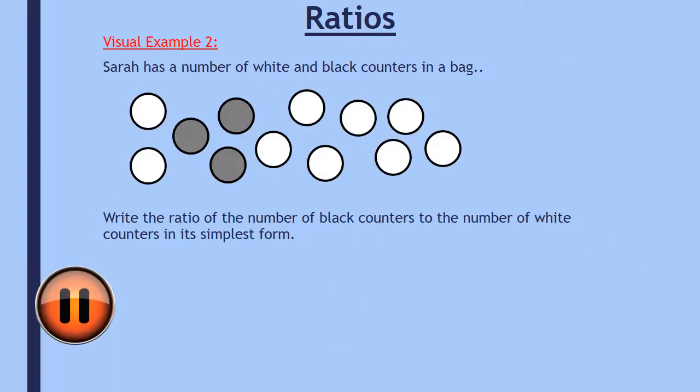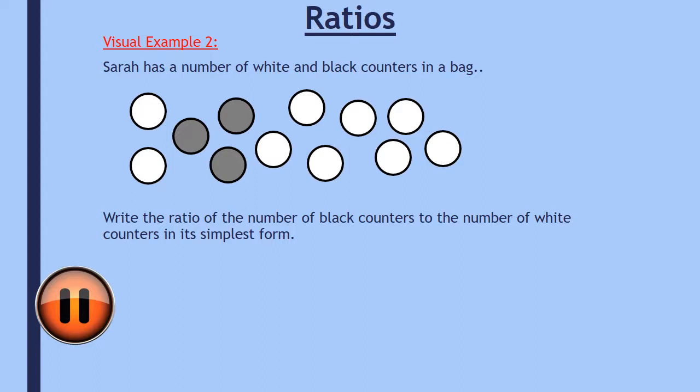Sarah has a number of white and black counters in a bag, so depending on your screen it might show as grey. Write the ratio of the number of black counters to the number of white counters in its simplest form. So I'd like you to pause the video here, and just as we did on the last one, write down the ratio and remember to simplify it. I want to see it in its simplest form. So thinking back to the beginning of the video where we looked at the highest common factor.